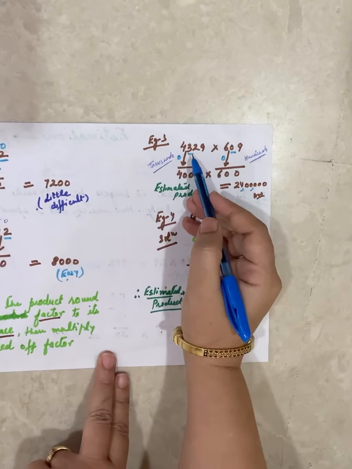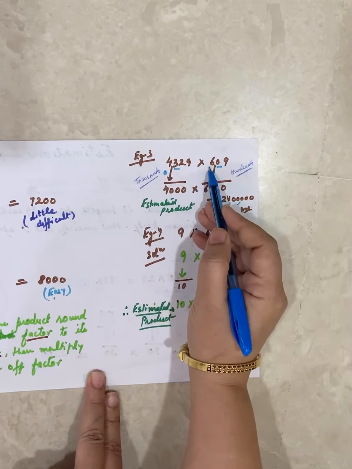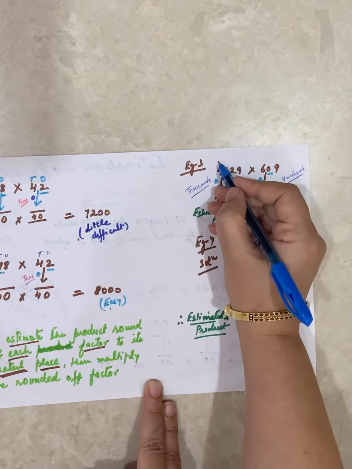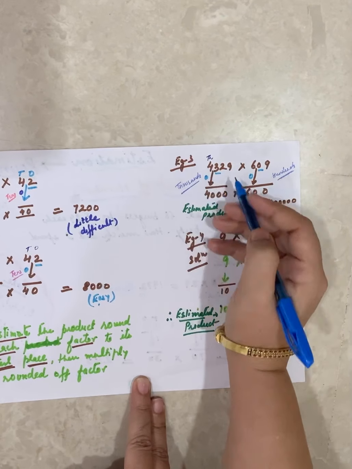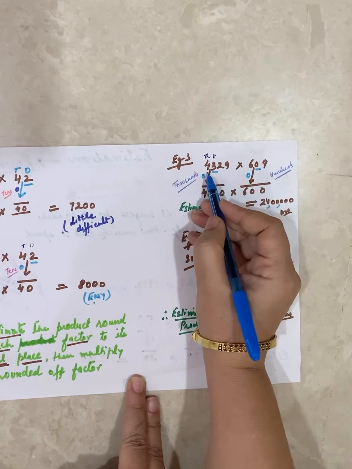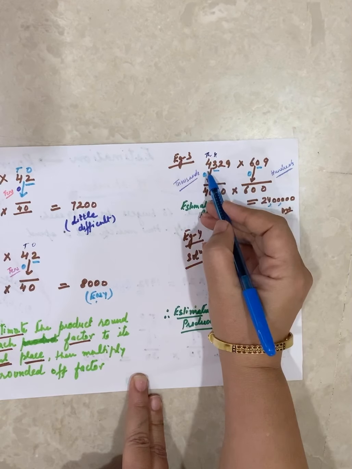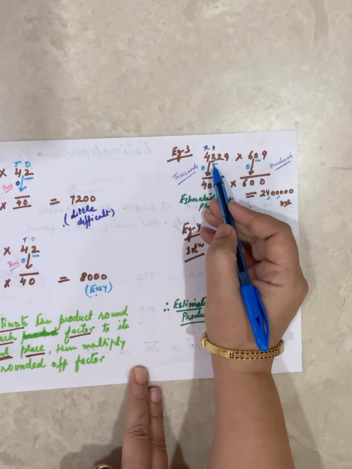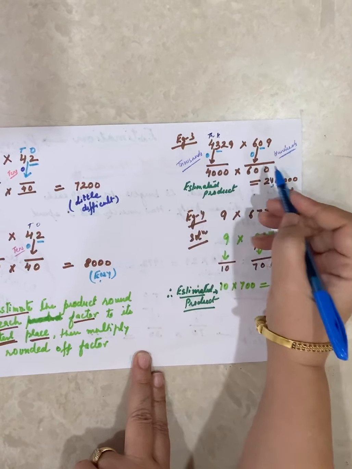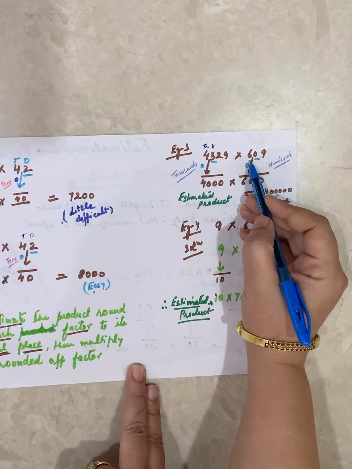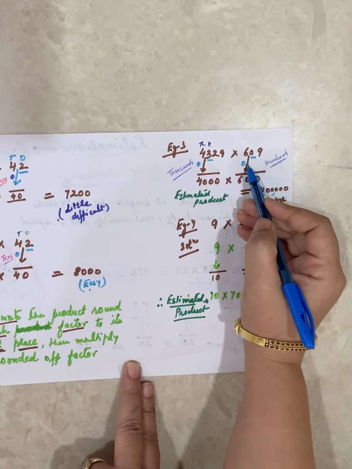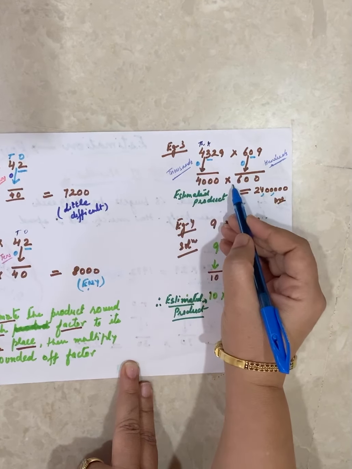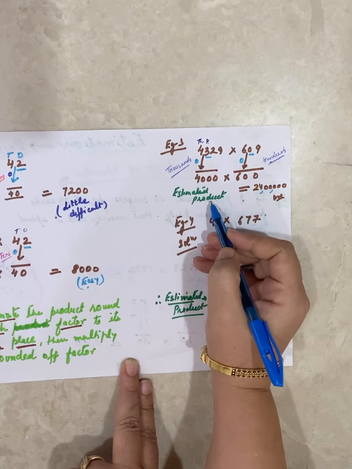See the example here: 4329 into 609. The number here is a 4-digit number, so the maximum place is 1000. I rounded off this number to the nearest 1000. See what I get? 4000. The number at the 100 place is 3, so I add 0. Similarly here it is a 3-digit number, so I rounded off this number to the nearest 100. So what I get? 600. 4000 into 600. My estimated product becomes very easy.